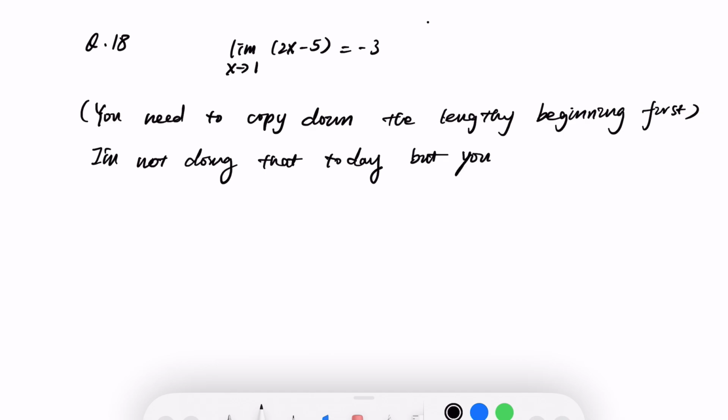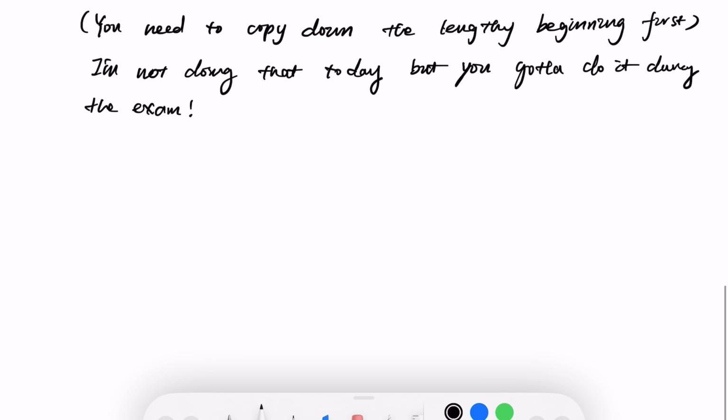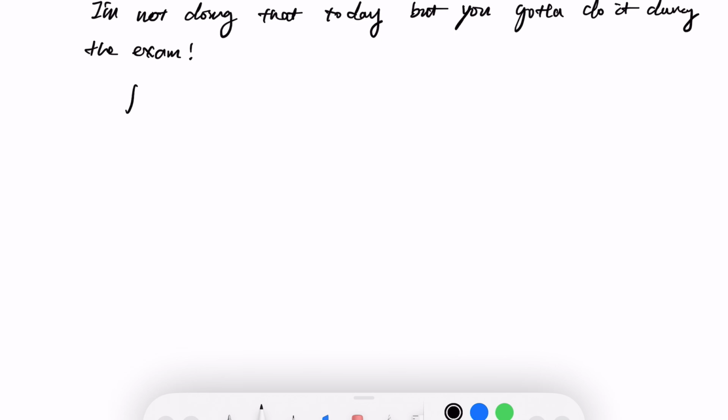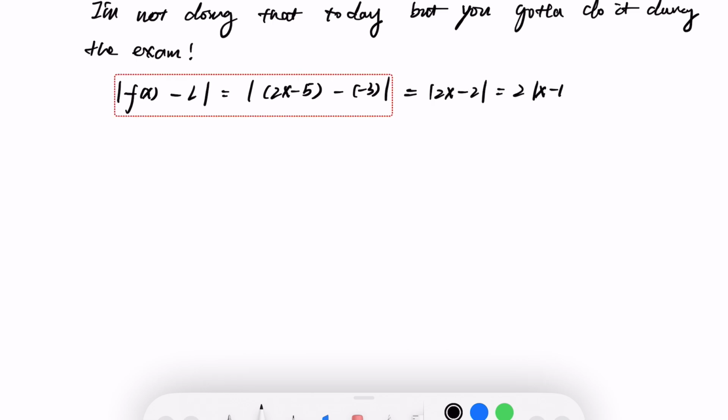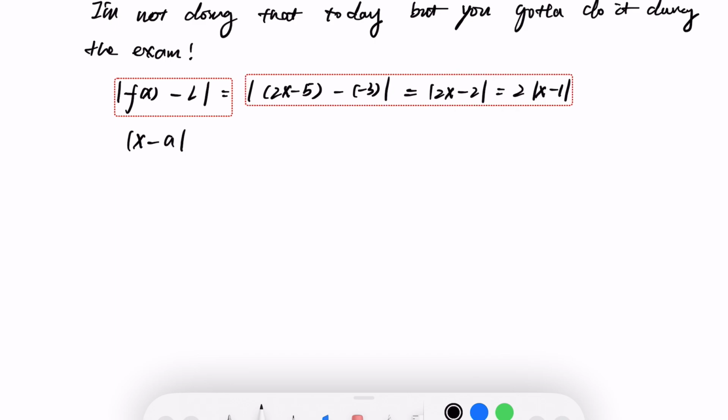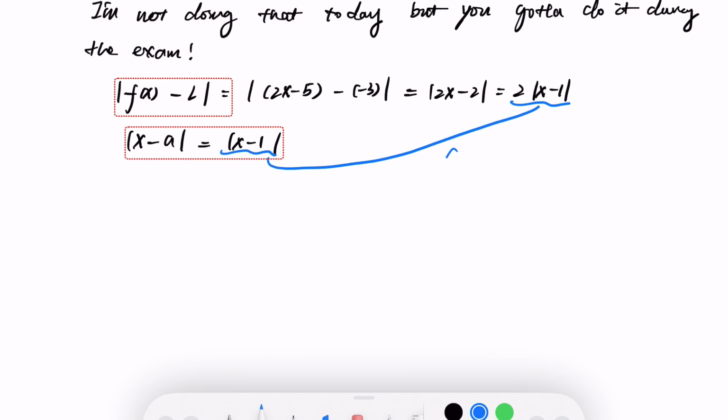Okay, so what we are going to do is plug in the numbers and establish a relation between the two functions. The absolute value of f of x minus L becomes the absolute value of 2x minus 5 minus negative 3, which simplifies to the absolute value of 2x minus 2, and this equals 2 times the absolute value of x minus 1. And the absolute value of x minus a becomes the absolute value of x minus 1, and there's a multiple of 2 between the functions.